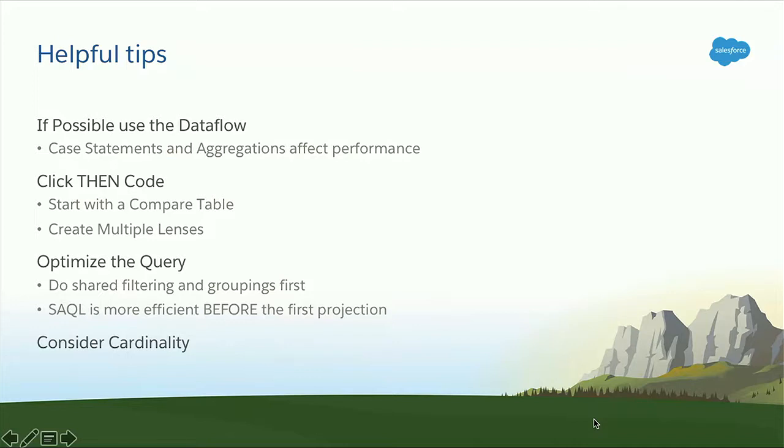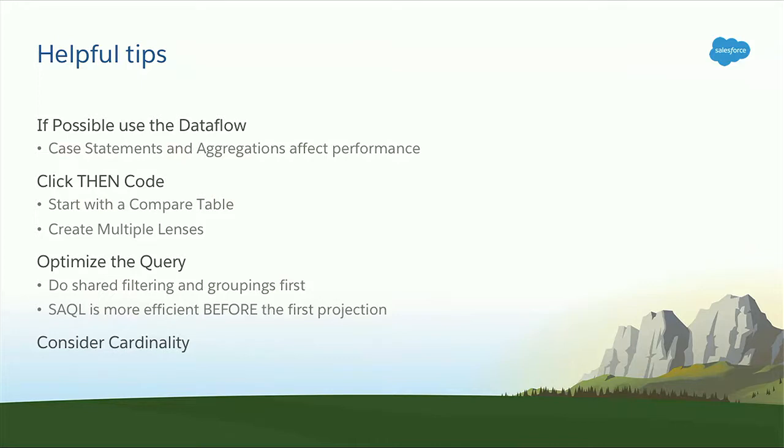So here are some helpful tips. If this is your first time using SAQL or you want to start using SAQL, if possible, use the data flow. It's going to be faster. If you're doing case statements, or trying to rename dimensions or measures, it's going to be faster if you do it in the data flow. And if you're doing aggregations that you're going to use time and time again, or you want to bucket certain dimensions, do that in the data flow if you can, because that will affect performance.